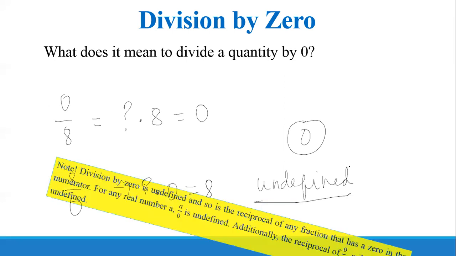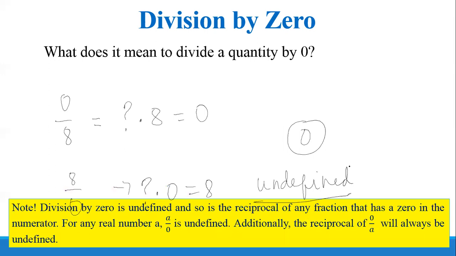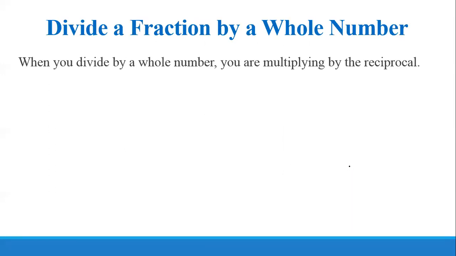So, our note here: division by 0 is undefined, and so is the reciprocal of any fraction that has a 0 in the numerator. For any real number a, a over 0 is undefined. Additionally, the reciprocal of 0 over a will always be undefined. Alright? When it doesn't make sense, it is said to be undefined.